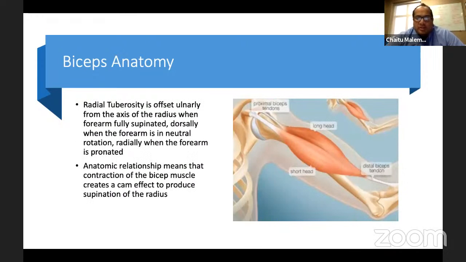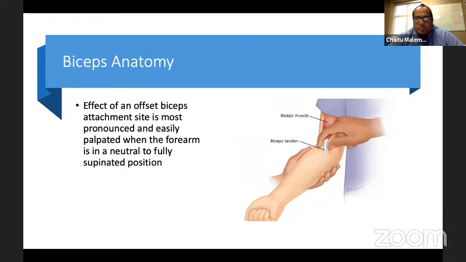The radial tuberosity is offset ulnarly from the axis of the radius when the forearm is fully supinated, dorsally when the forearm is in neutral rotation, and radially when the forearm is pronated. What this means is this anatomic relationship allows the contraction of the biceps muscle to create a cam effect to produce supination of the radius. The effect of an offset biceps attachment is most pronounced and easily palpated when the forearm is in a neutral to fully supinated position.